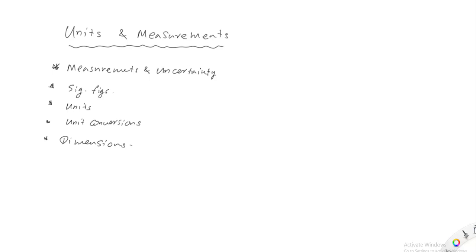Now in this chapter, these are the subtopics we have. We have measurements and uncertainty. We're going to talk about significant figures. We will introduce the main units that we mostly use throughout the class, and how to go back and forth between the units we use and the other units that are out there. So some important unit conversions, and then we'll talk about another topic called dimensions and dimensional analysis.